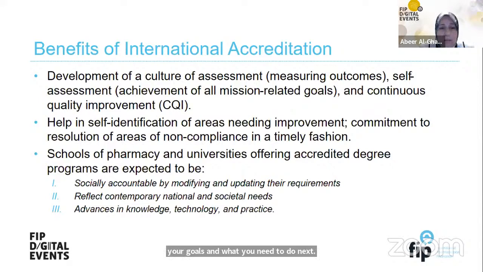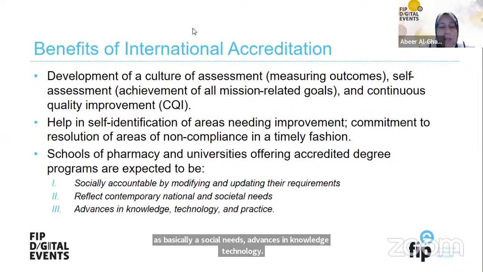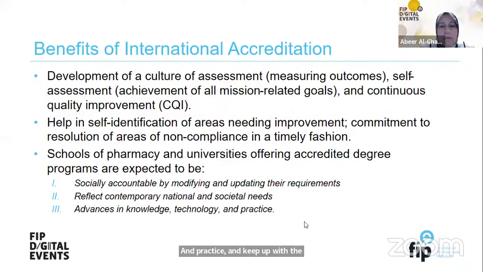It also helps in self-identification of areas needing improvement, and commitment to resolution of areas of non-compliance in a timely fashion, because you still have to report to those international accreditation agencies and ensure that you are within the standards. Of course, schools of pharmacy and universities offering accredited degree programs are expected to be socially accountable by modifying and updating their requirements to reflect contemporary national and social needs, advances in knowledge, technology, and practice, and to keep up with the changes and improvements in the profession. Next, please.